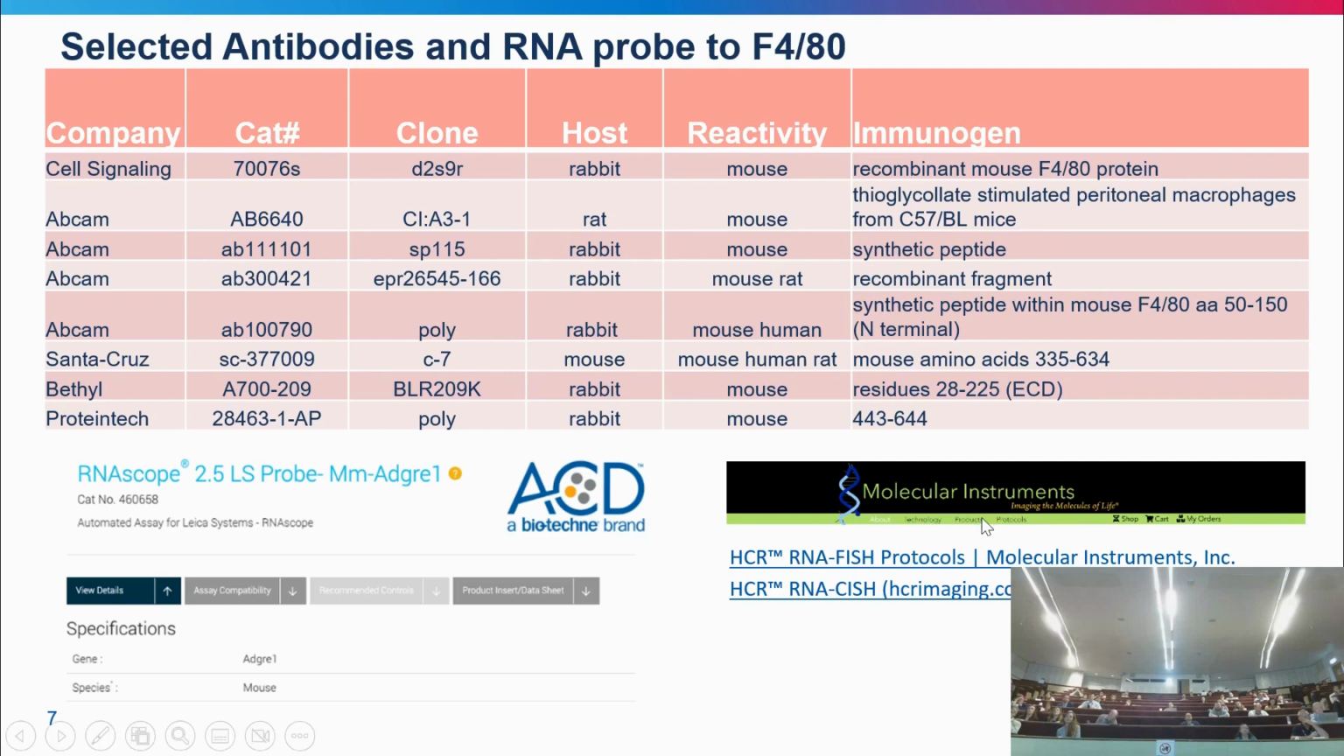We do use two platforms for the RNA detection. This is ACD and Molecular Instruments. Molecular Instruments allows you to combine the protein with the RNA probe in the same section, as it doesn't use protease.